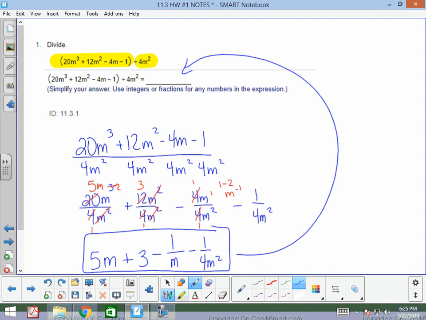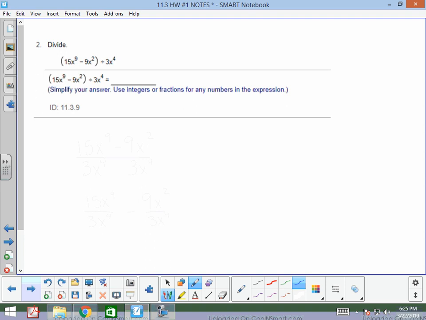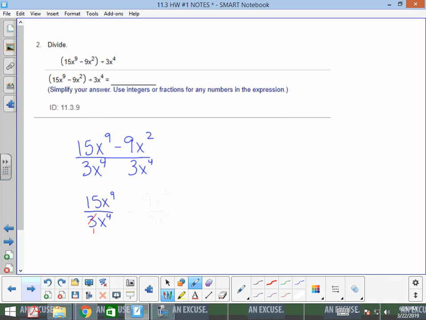All right, so we have 5 more of these. Let's see if we can get it by the time we're done with all 6 problems. All right, so again, we're going to start with the dividend and divide each term by the divisor. So the divisor is 3x to the 4th. All right, so the first fraction, we can reduce the 15 and the 3 by 3. x to the 9th divided by x to the 4th. We're just subtracting 9 minus 4. So that becomes x to the 5th. So our first term reduces or simplifies to 5x to the 5th.